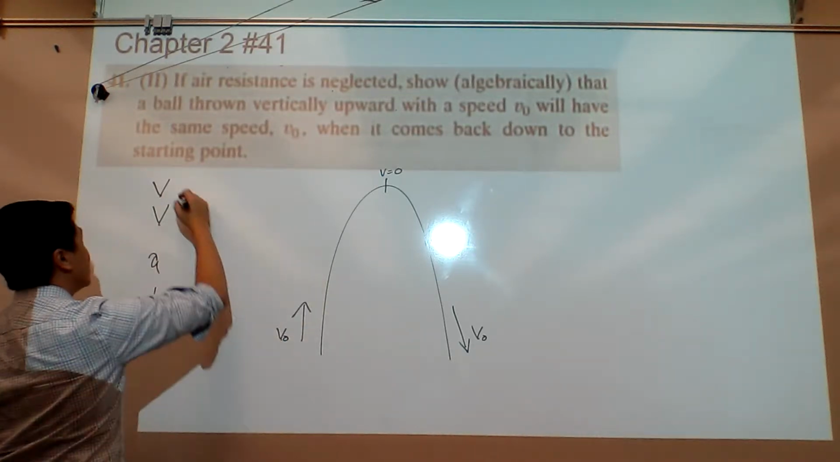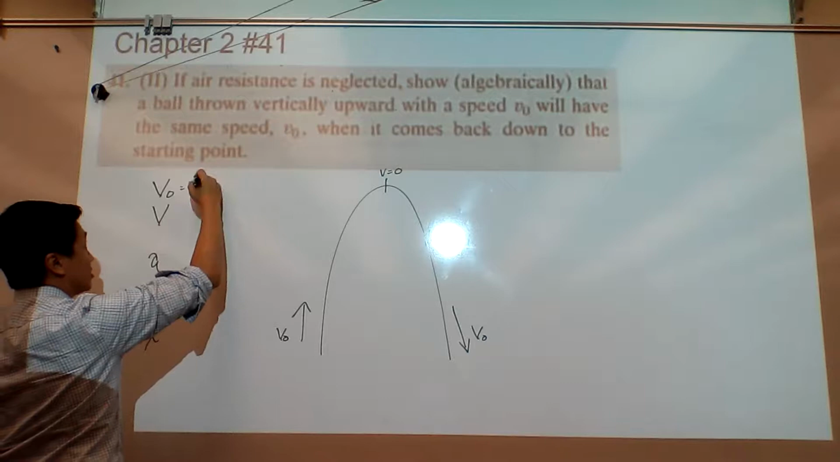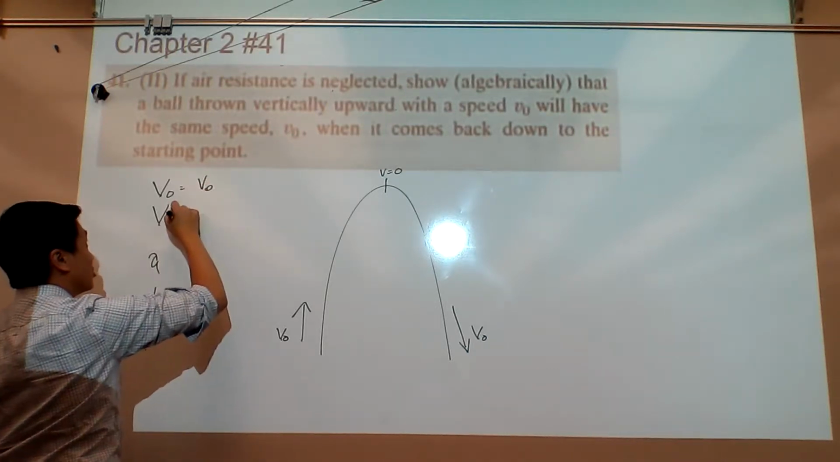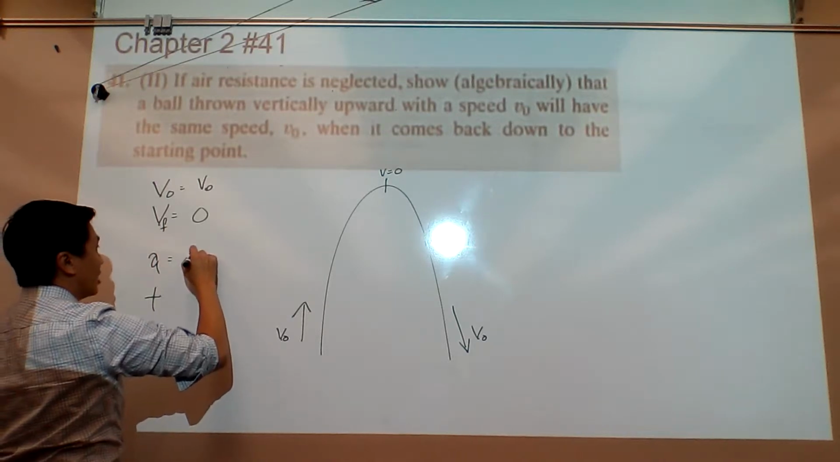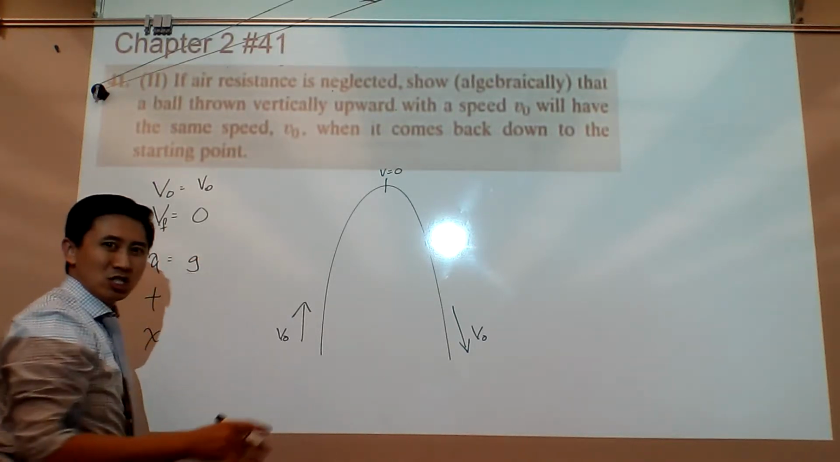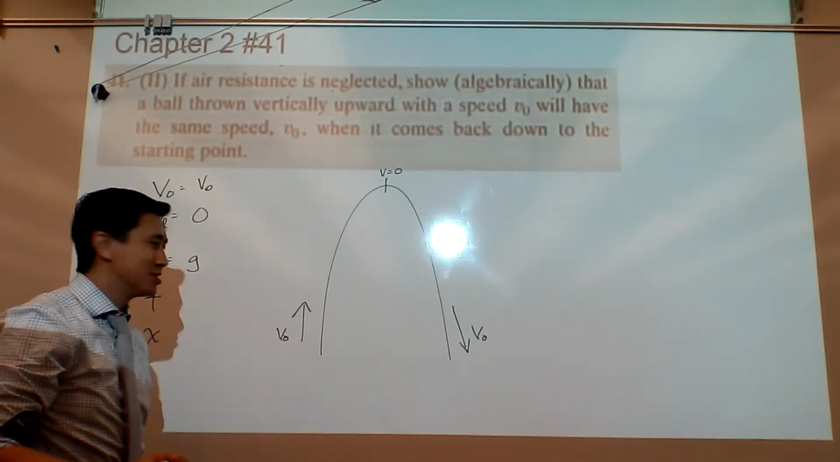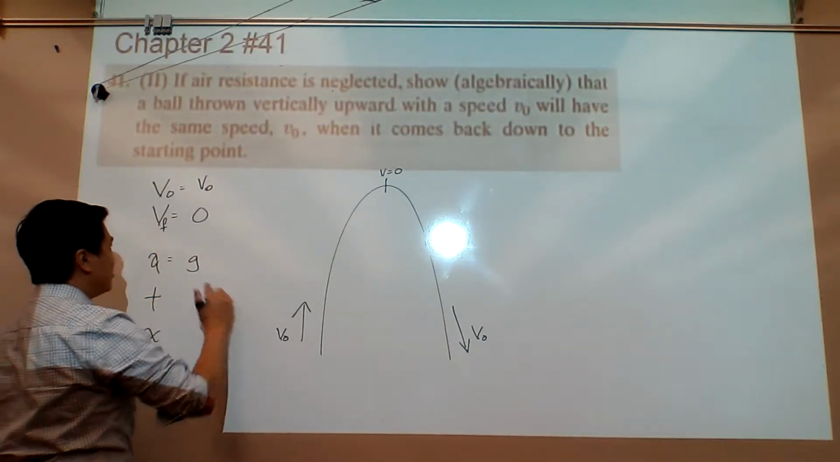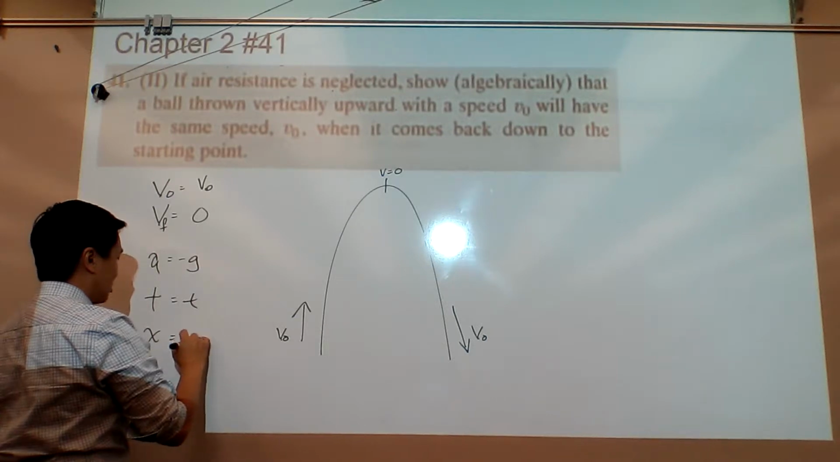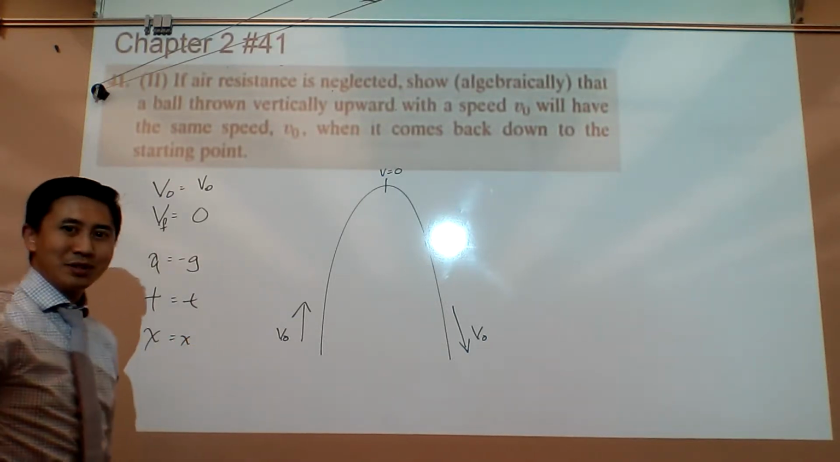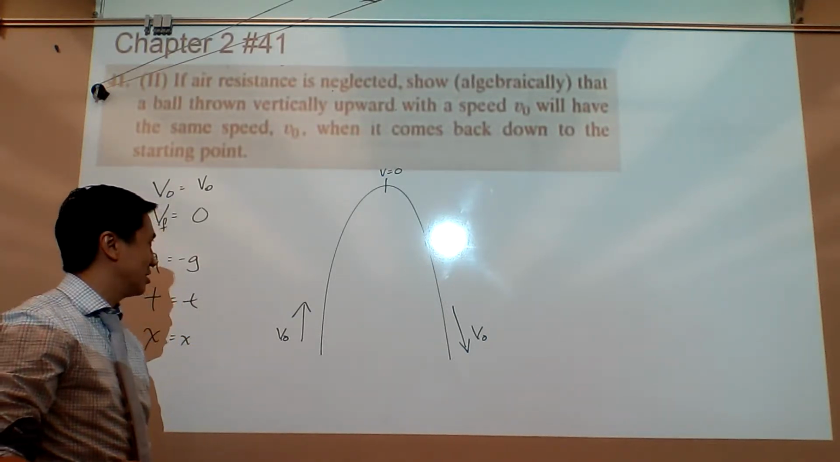On this side, V naught is some sort of speed. Let's just call it V naught. But we do know that V final is going to be 0. We know that A is going to be G. I'm just going to leave it at G. Fewer numbers, right? Negative G if you want. T is going to be T. X is going to be X. I know for you, you're like, but that did nothing, Ng. Just trust me on this.